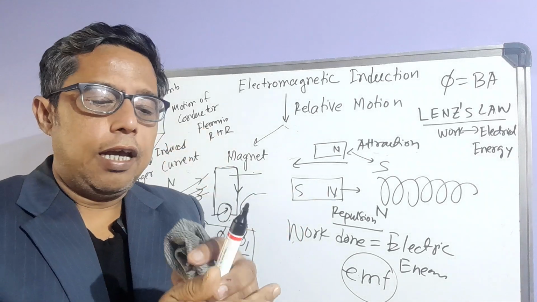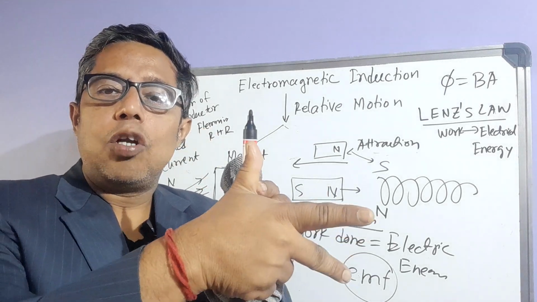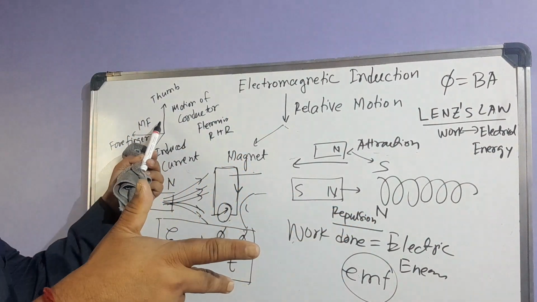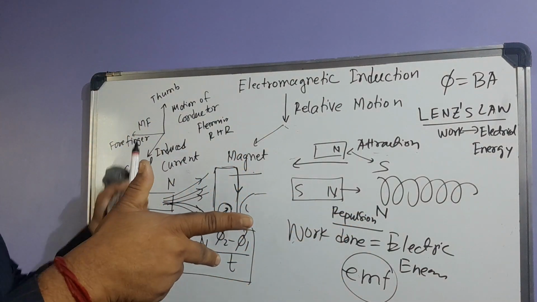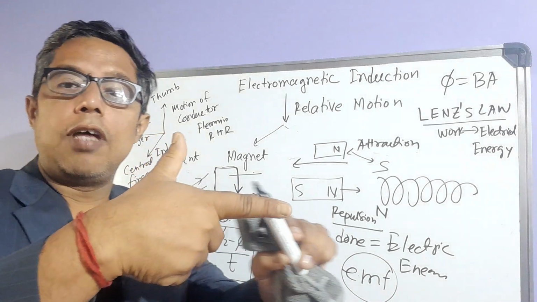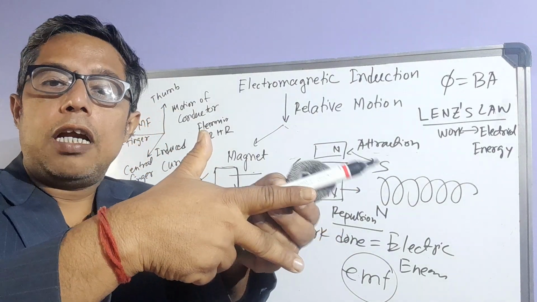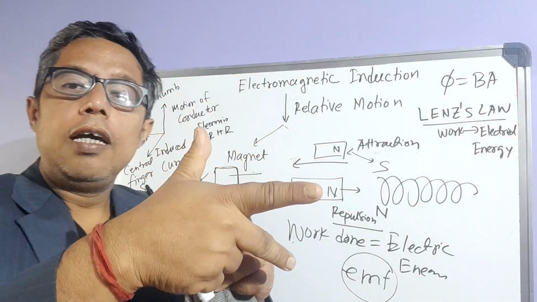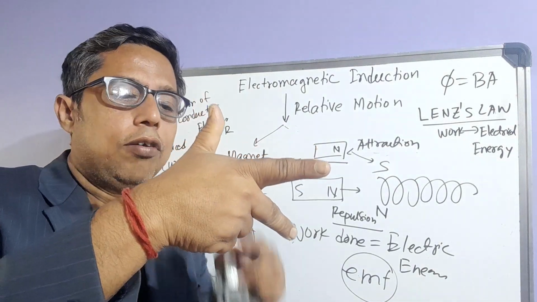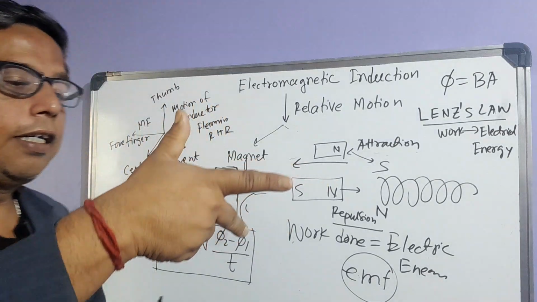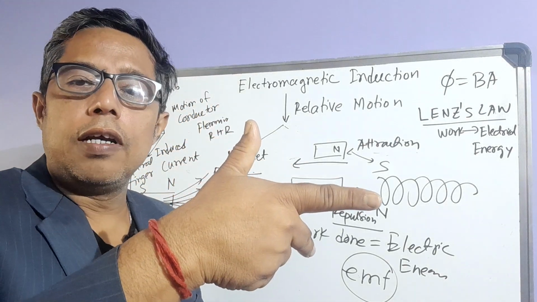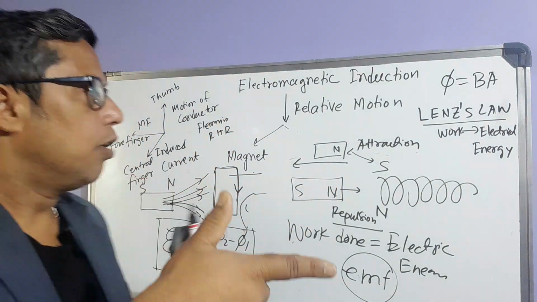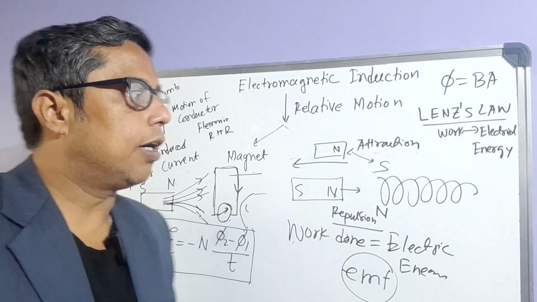Again I am saying, the thumb is the direction of motion of the conductor, and the forefinger is the direction of the magnetic field, then the central finger will be the induced EMF. So this is Fleming's right hand rule to know the relative directions, and if you practice this part multiple times, it will be helpful for you to understand.